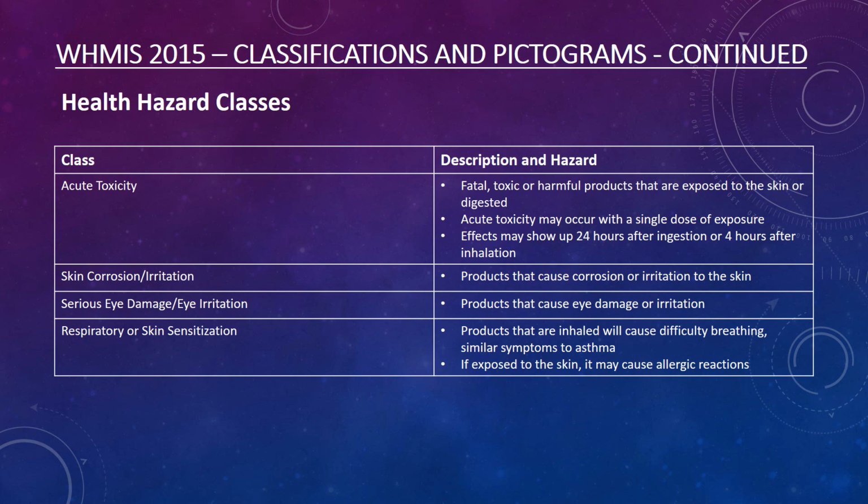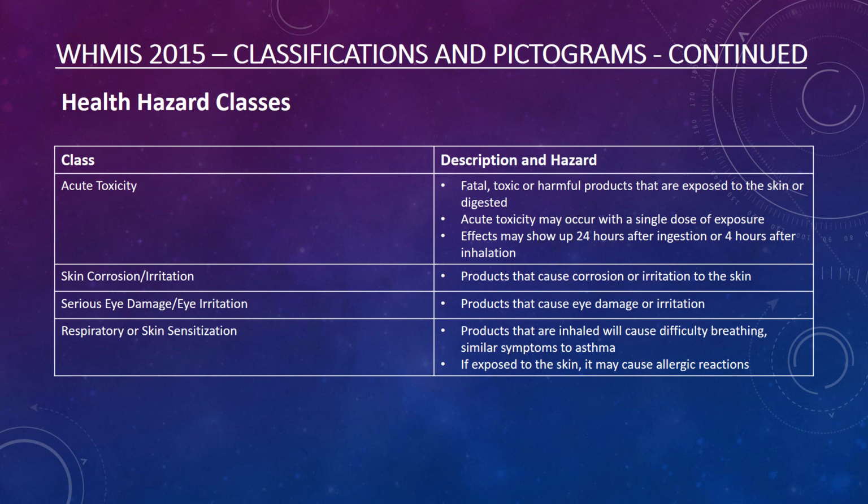WMIS 2015, classifications and pictograms, health hazard classes. Acute toxicity. Description: fatal, toxic, or harmful products that are exposed to the skin or digested. Acute toxicity may occur with a single dose of exposure. Effects may show up 24 hours after ingestion or 4 hours after inhalation. Skin corrosion or irritation. Description: products that cause corrosion or irritation to the skin.